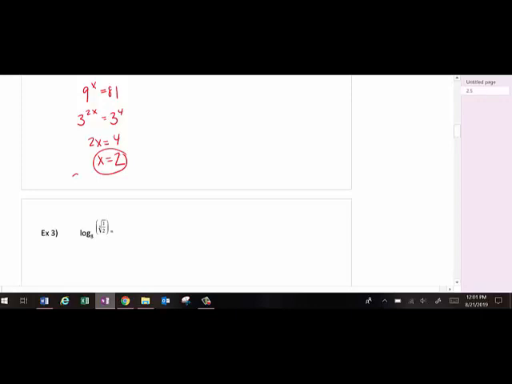For number 2, 3 raised to what power is 1 over 81. Again, we're going to get the same base, which is base 3. Since it's in the denominator, it's going to be a negative exponent. Once they match, you drop it and solve.